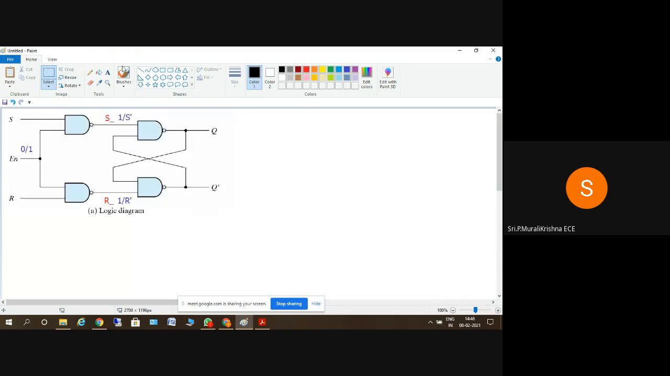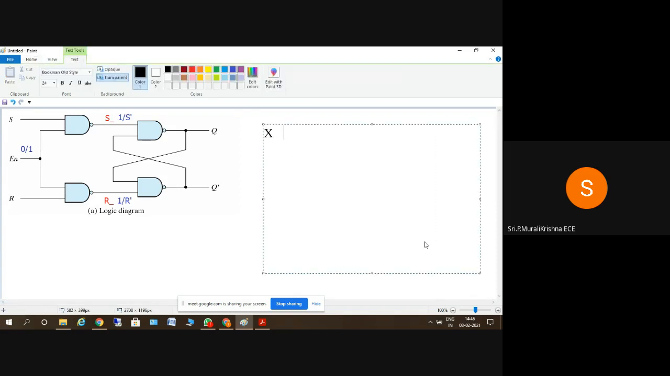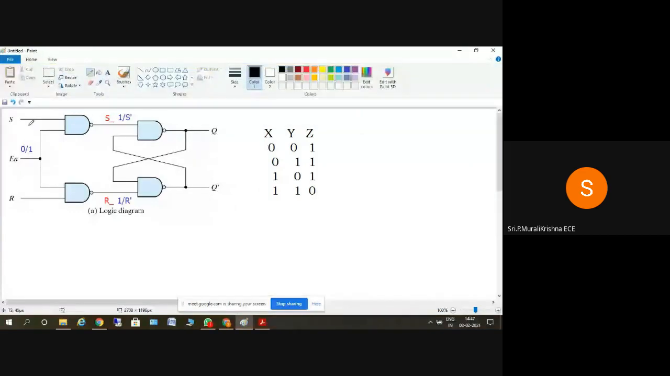So we know the property of the NAND gate, right? The NAND gate has two inputs X, Y and output Z. It's the opposite of the AND gate. 0, 0 gives 1. 0, 1 gives 1. 1, 0 gives 1. And 1, 1 gives 0. So if one of the inputs is 0, in case of NAND gates, the output is 1.